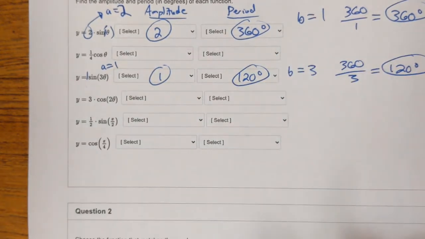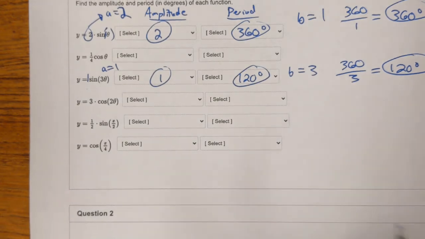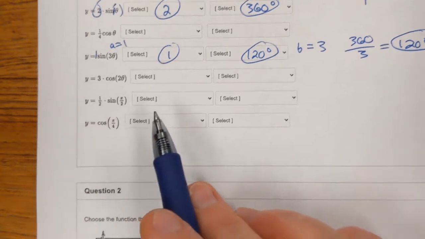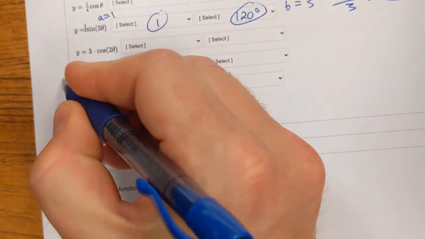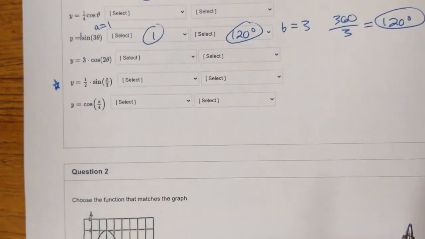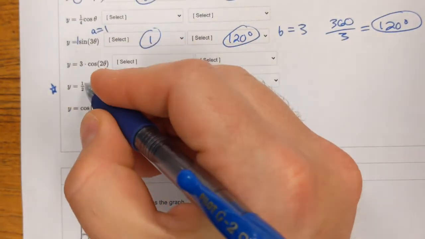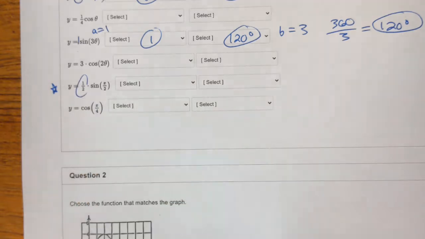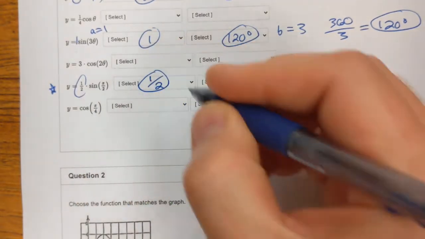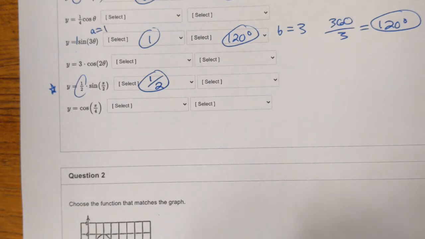Okay, now realize that you can have both things happen here. Let's actually look at this example because this is a great example. This has something kind of interesting happening. The amplitude is always super easy. The amplitude is just this number in front of the word sine. Our amplitude is going to be 1/2. Okay, a is equal to 1/2.